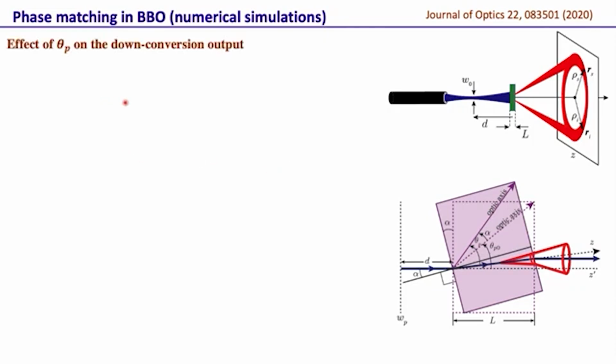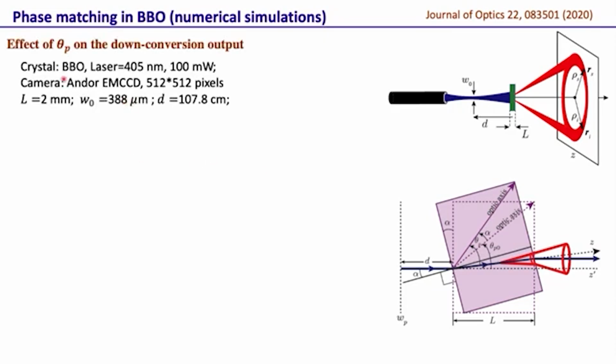So here I'm doing this with realistic parameters. We have a beta barium borate crystal, a 405 nanometer laser with 100 milliwatts of power. I'll show some experimental results as well. We are using an EMCCD camera, which is a camera that detects single photons, with 512 pixels.